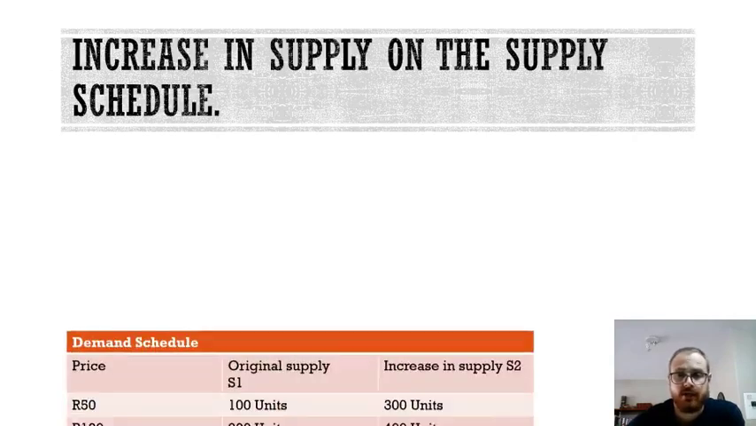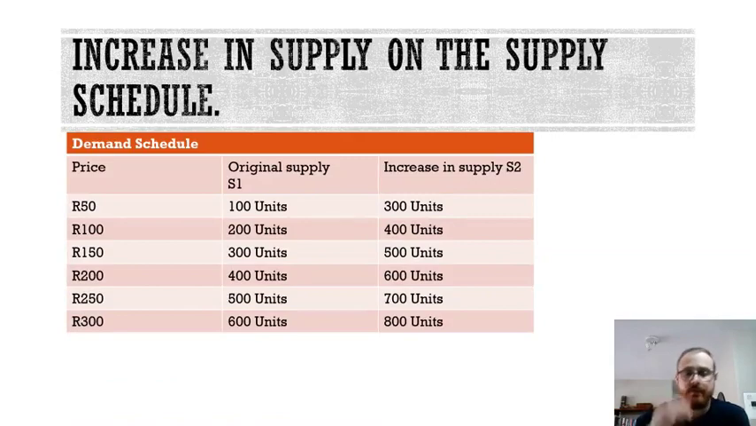Right. Increase in supply on the supply schedule. Here's an example. So at 50 Rand per unit, you will see that the original supply was 100 units and now it is 300 units. Now this will be because of a decrease in the cost of production, more suppliers in the market, and maybe because of technological advancements. Because now of better technology, you can produce more units. Let's say the price goes up to 100 Rand per unit. You would see that the original supply was 200 units, now it will be 400 units. This is called a shift once again.